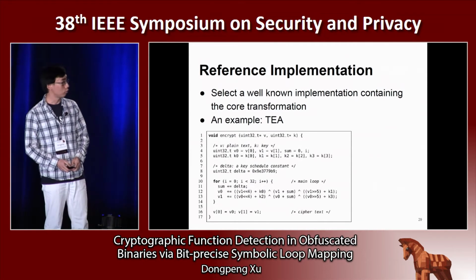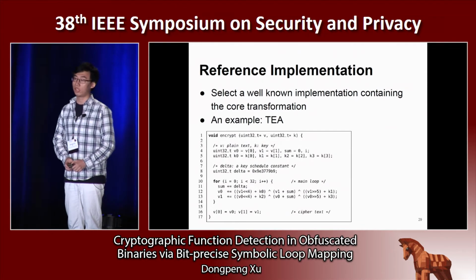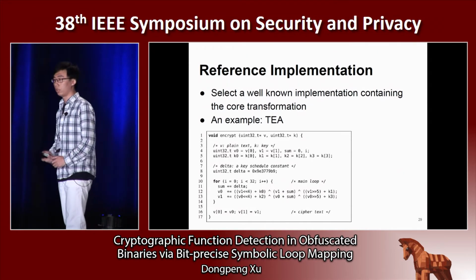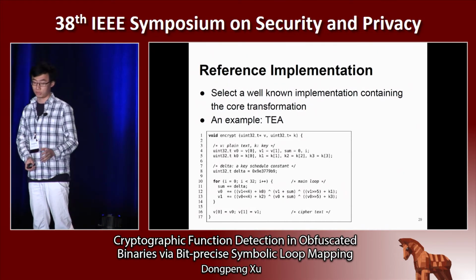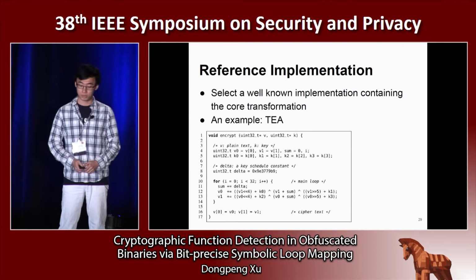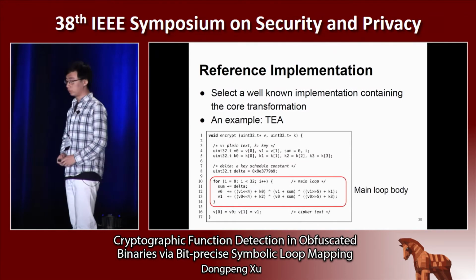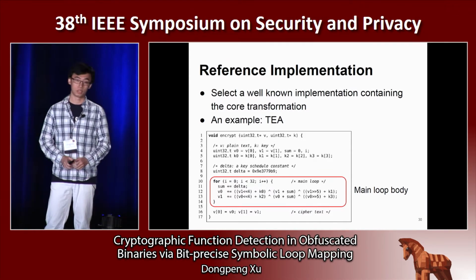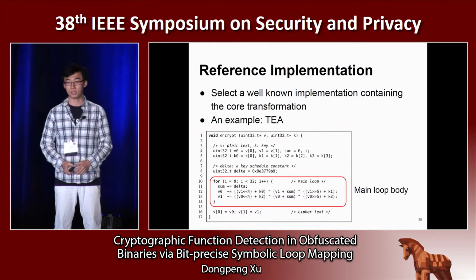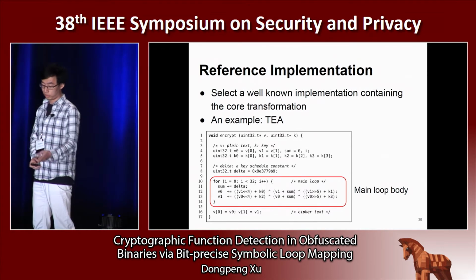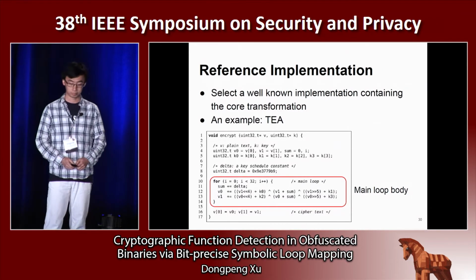So first, the reference implementation. We need a reference implementation, which is usually selected from a very well-known implementation of the crypto function. Here, I show an example of TEA. The reference implementation should contain the core transformation of the crypto function, which can represent the semantics of that crypto algorithm. So here is the main loop body of the TEA.